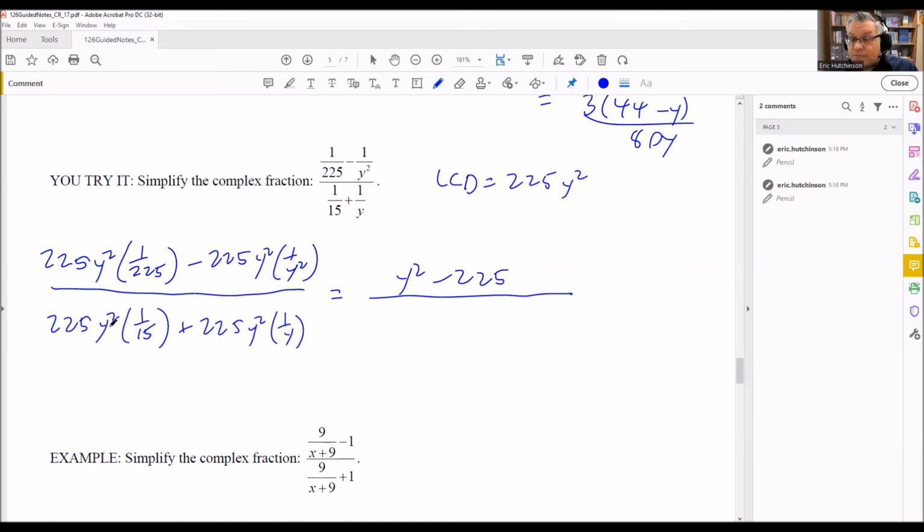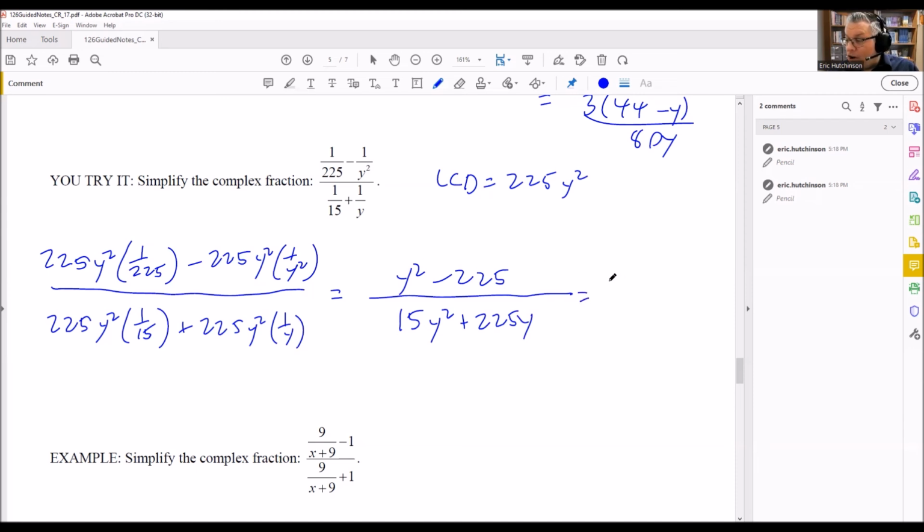On the bottom, 225 divided by 15 is 15, but you're still going to have a y squared left over there. This one, you get 225, but then you'll end up with a y because you have y squared over y on the bottom.